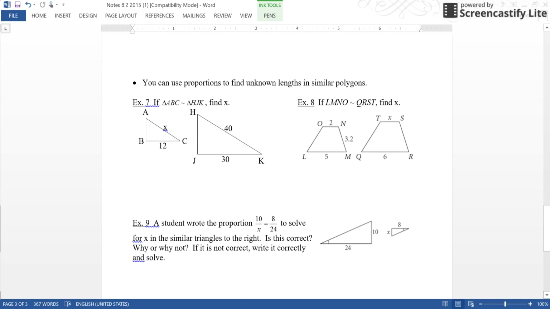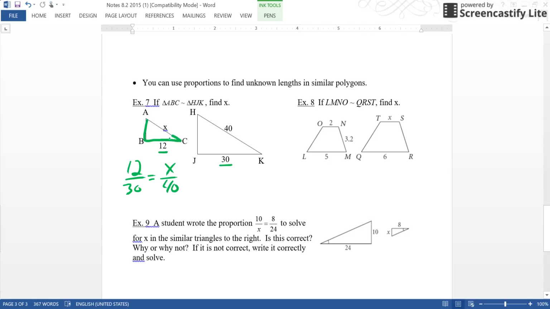All right, let's try some of the other ones. I'm going to go through these kind of quick because we went over them in class, but you guys can review this if you want. Use proportions to find unknown length. So I'm looking for x. Well, I know that this is my small. Here's my side here that's going to be corresponding to that side. So 12 over 30 is equal to x over 40.